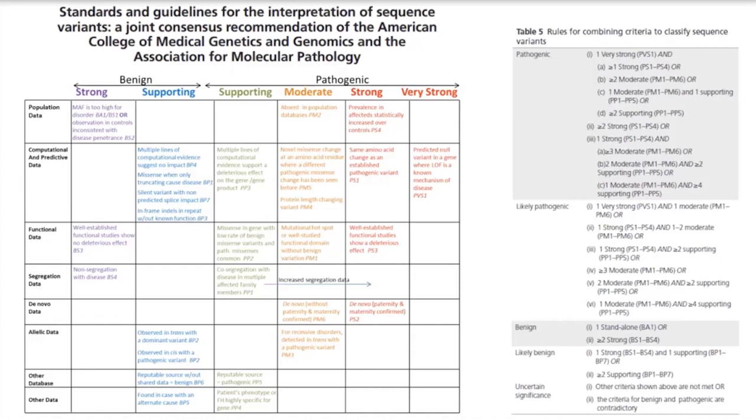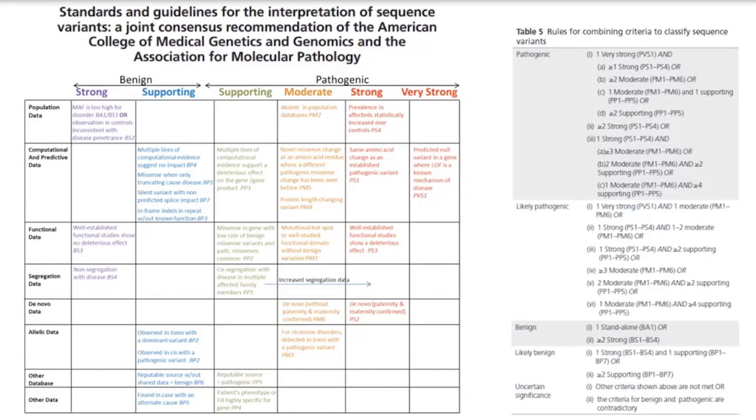The way that we approach interpretation is that you go through and identify which of these lines of evidence are met by the variant you're assessing. In the end, you're able to take all the different lines of evidence, look at the weight of each one, and then sum those together to reach a classification seen here in this table on the right.